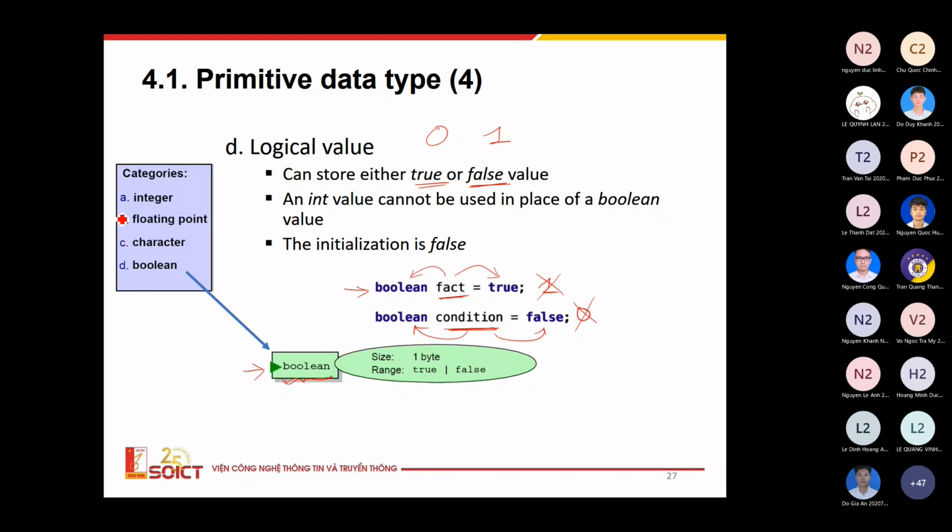Okay, so we have passed through the four types of the primitive data types. And remember, for each kind here you will have a different type of representation. That means you have a different size of the box.